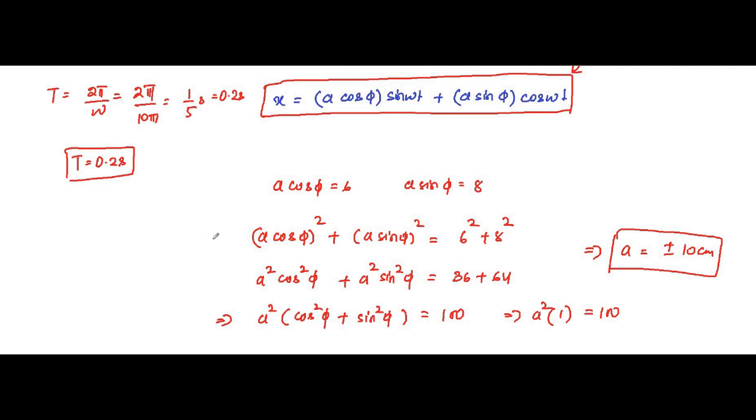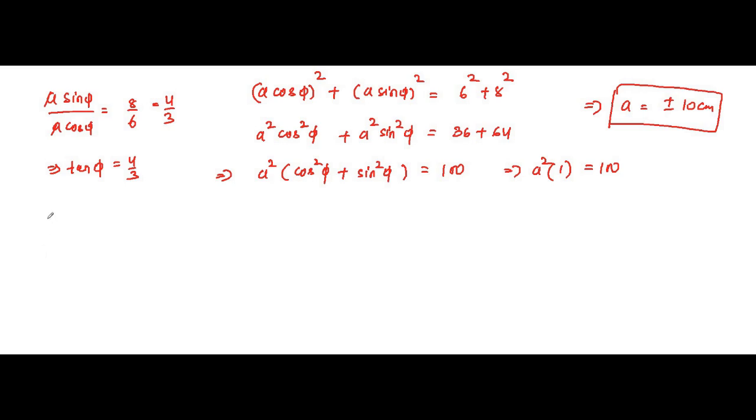Okay, so we have got the time period, we have got the amplitude. Now for the phase angle, a sin phi is equal to 8, a cos phi is equal to 6. So if we calculate the ratio between the two, a sin phi by a cos phi, that is equal to 8 by 6, or that is equal to 4 by 3. That implies a cancelled, sin phi by cos phi is equal to tan phi is equal to 4 by 3.